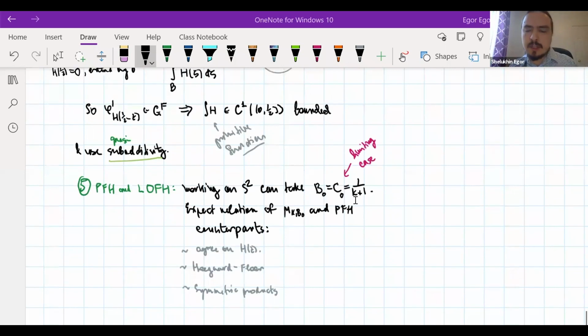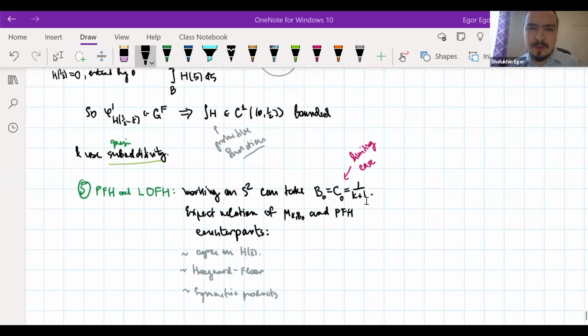Okay, but one thing that I wanted to mention about working strictly in S2 is that if you work strictly in S2, you are not bound by the condition that B is strictly bigger than C. So in fact, you can actually take B equal to C, and in this case, all the areas of the connected components of the complement are 1 over K plus 1. So it is some sort of limiting case.